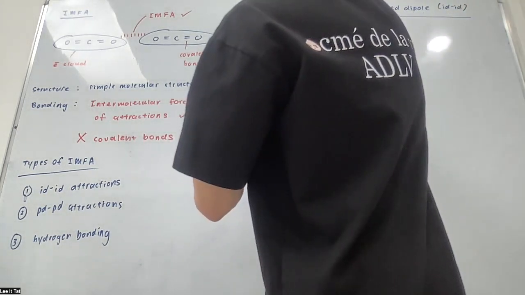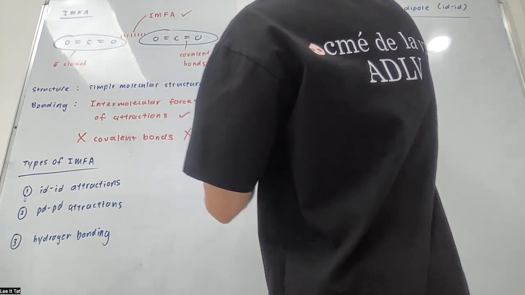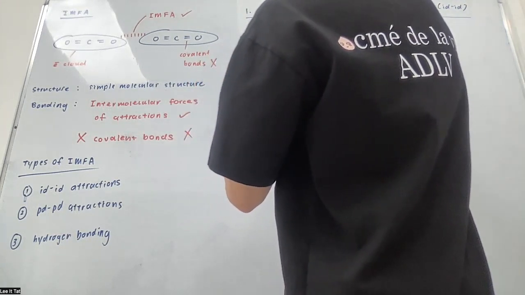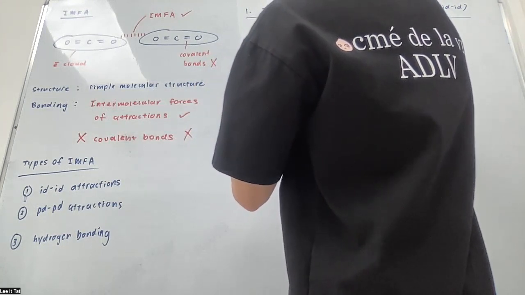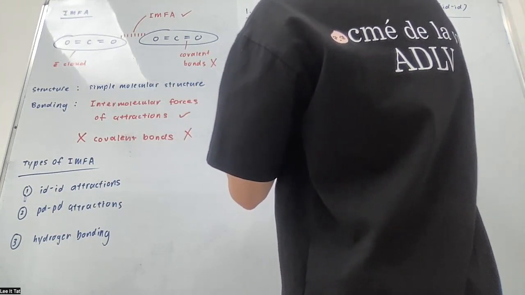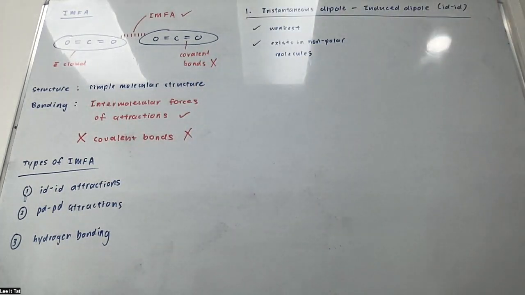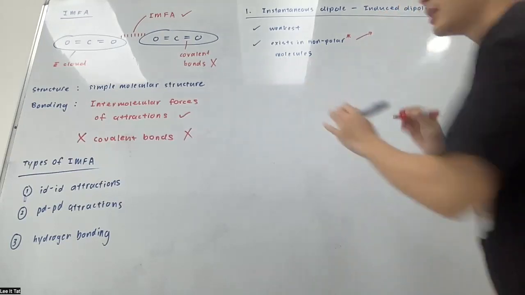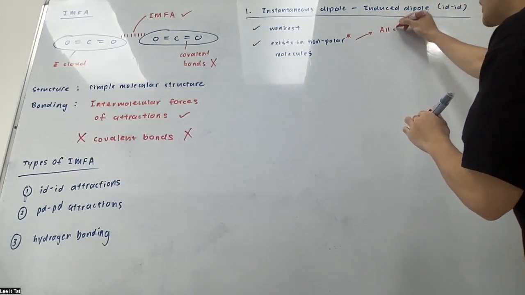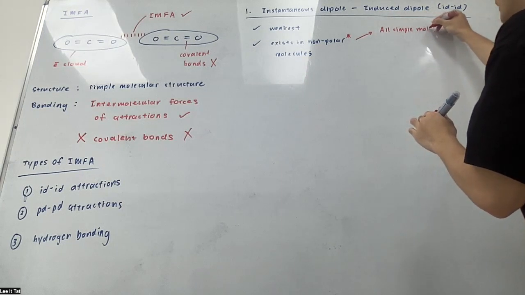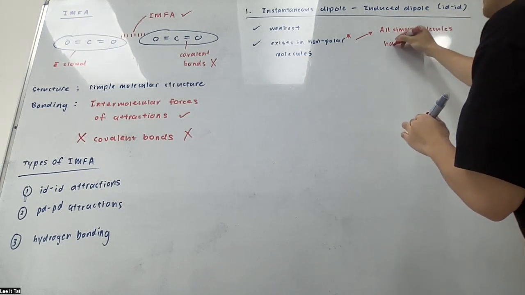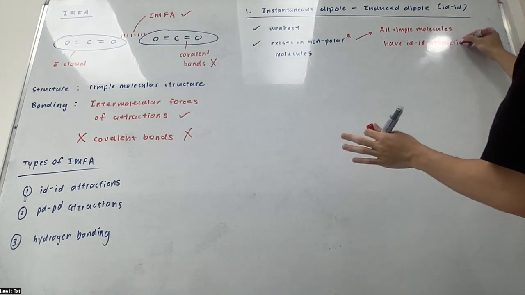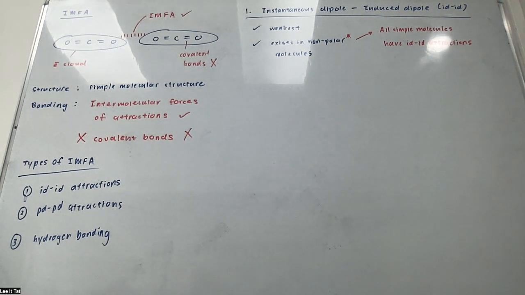I'll talk about this eventually. It is the weakest. We start off with the weakest attraction. Number 2, right? It exists in non-polar molecules. This is what is already printed in the notes. However, I need you to add something. This second one has a little disclaimer, and the disclaimer is this: all simple molecules have IDID interactions. I know it's a little bit like what's going on, right? Never mind. Later on we will see what exactly I'm referring to here.